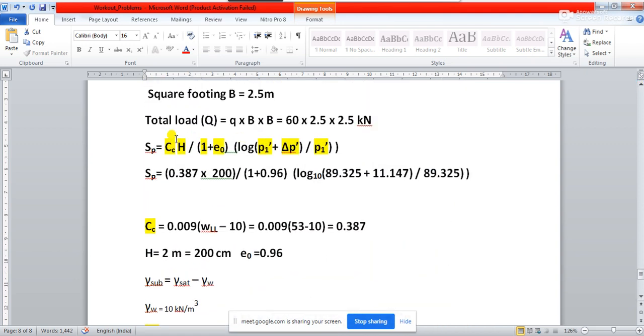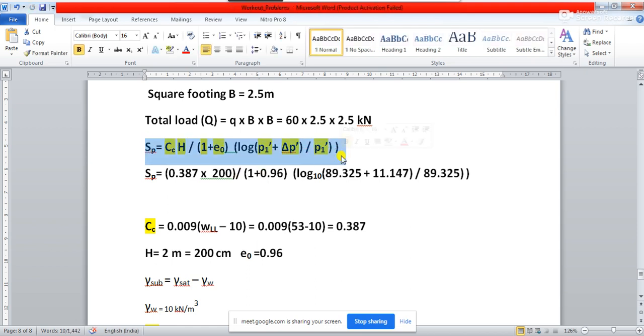See, the formula for SC we have seen: Cc H divided by 1 plus e naught, log of P naught bar or sigma naught bar or sigma naught dash, P naught dash, P1 dash, whatever it may be. That is basically the initial overburden pressure, plus the incremental stress, delta P, somewhere you will see delta P naught, somewhere delta P naught bar, somewhere delta sigma naught bar, everything is the same. So this formula holds good for normally consolidated clay, but if you want to find it out for over consolidated clay, how will you calculate? Let us try to understand.